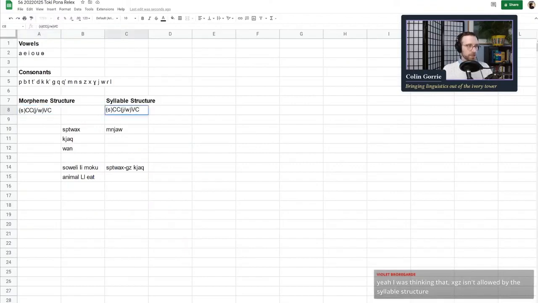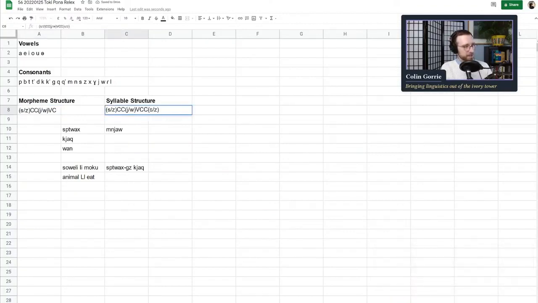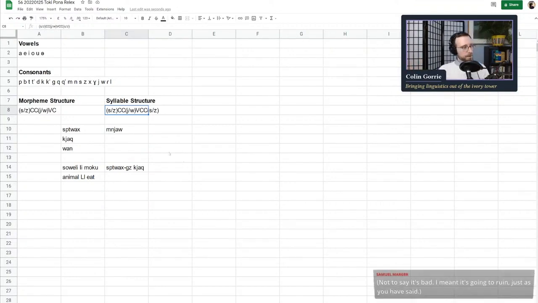But then the syllable structure itself maybe we allow this to be z in the case of voiced clusters, and then we can also allow this to be s or z, depending on the voicing of the coda cluster. Coda cluster terminological alert, the consonants that come in a syllable after the vowel.